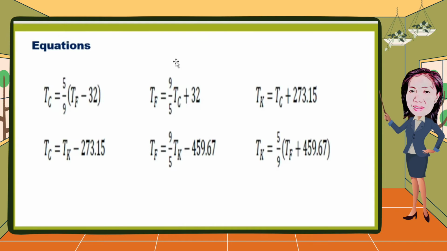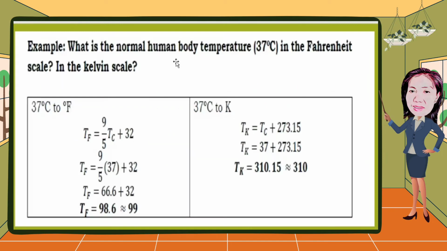So please take note of all of these equations because we're going to use them in converting one temperature scale to another. Okay, so we'll have a problem solving number one. Sample problem number one. What is the human body temperature, which is 37 degrees Celsius, in Fahrenheit scale and then in Kelvin scale? So meaning, in the problem, you are asked to convert 37 degrees Celsius into Fahrenheit scale and Kelvin scale. So this is the solution.